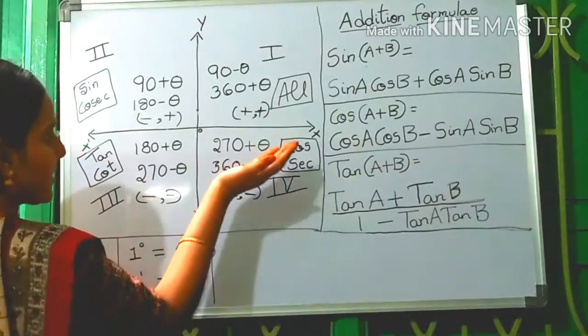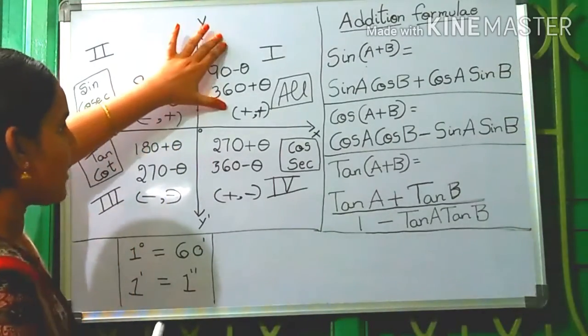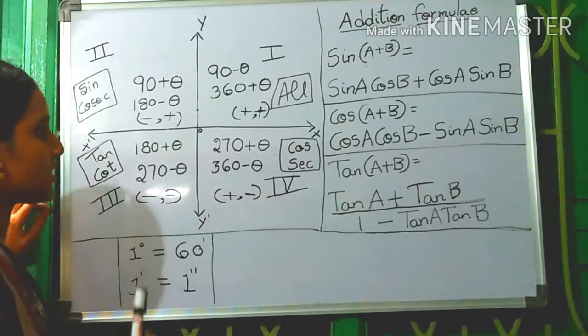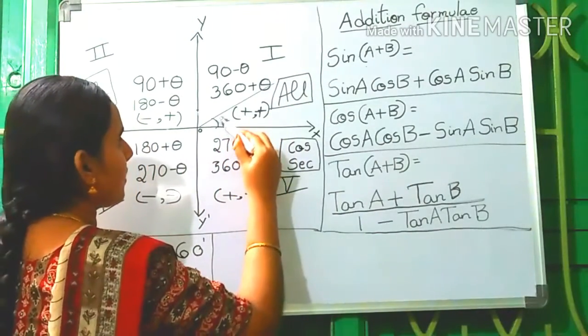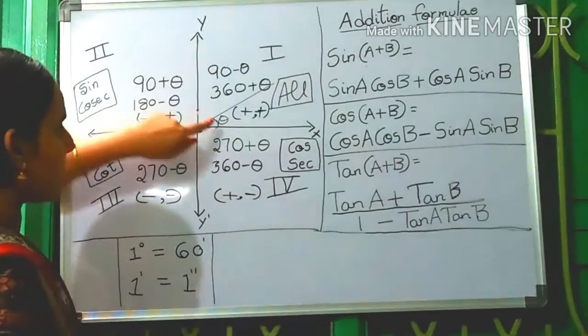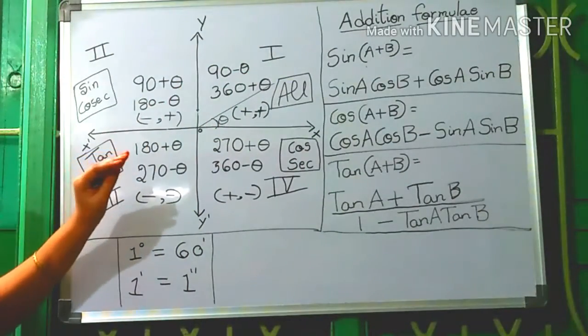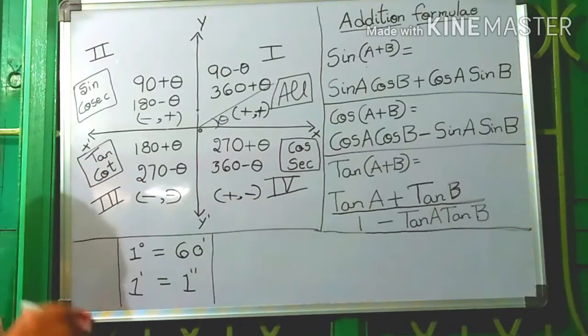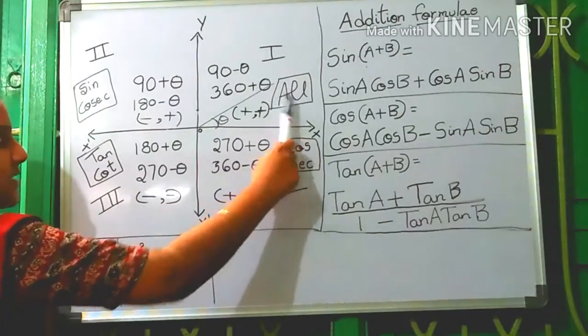Now we are moving from x-axis in anti-clockwise direction. In first quadrant, all the trigonometric functions are positive. Here, the angles are theta. If the angle is theta in first quadrant, all the trigonometric functions like sin theta, cos theta, cosecant theta, secant theta, tan theta and cot theta, all are positive.